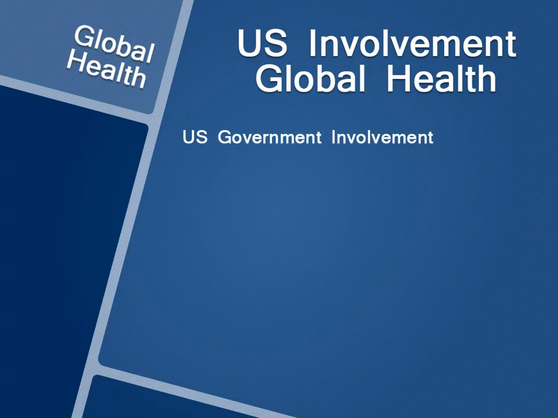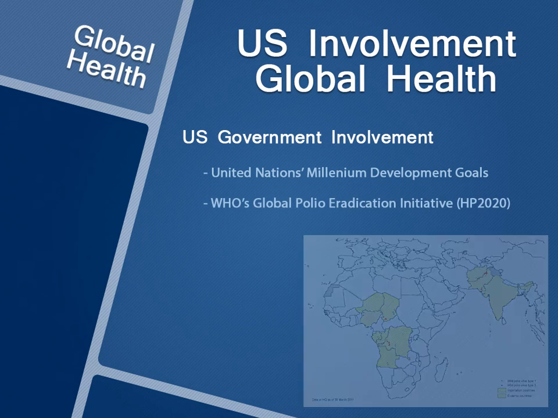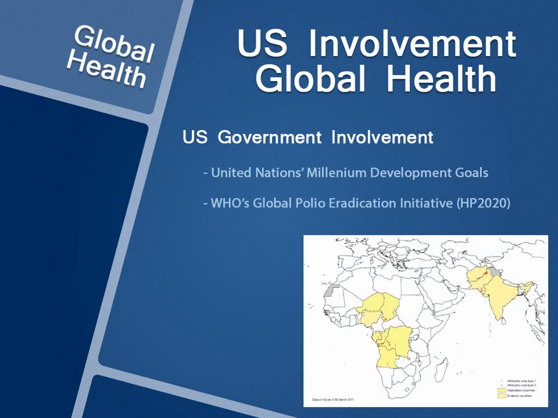So, what is the United States' involvement in the UN goals? The U.S. government fully supports the United Nations Development Goals. The U.S. has also been involved in a variety of other initiatives, such as the WHO's Global Plan to Eradicate Polio. The original goal was to eradicate polio from the world by 2000. That didn't happen. Although it has been eliminated in North and South America, there are still pockets of polio occurring.